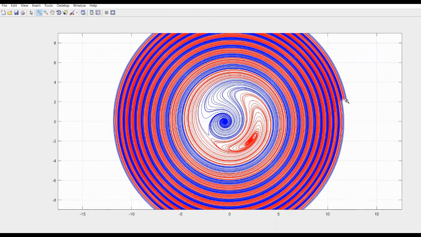And you can see that from far away there are solutions that go to the small amplitude solution, and there are other solutions that go to the large amplitude solution. That's the end of this lecture.